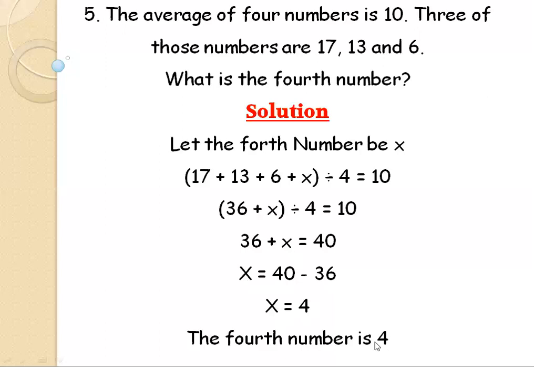Now let's confirm. How do we confirm? Let me put 4 here now. So let's add 17 plus 13 is 30. 30 plus 6 is 36. 36 plus 4 is 40. 40 divided by 4 is equals to 10, isn't that? So that tells us that this is correct. The fourth number is 4. Beautiful.